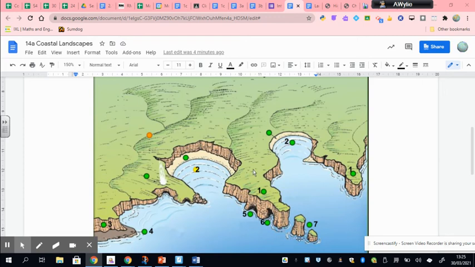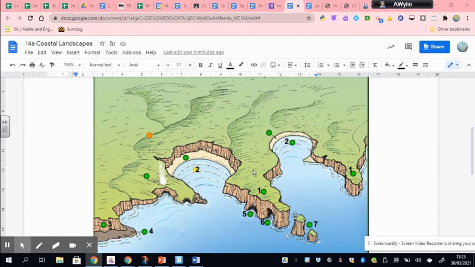And our last feature, number 7, is a large area of rock separated from the mainland. So you can see one here and here, and they're not joined to the mainland anymore. They're now isolated, and these are known as stacks or sea stacks. They were once part of the headland, connected to the land, but now they've been separated. And in this topic, you'll be learning exactly how they are created.